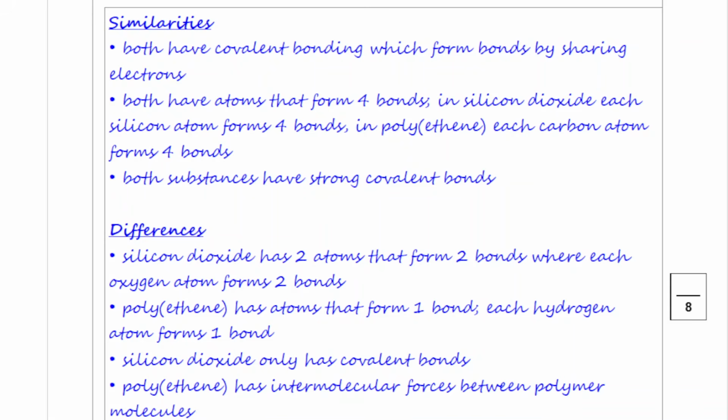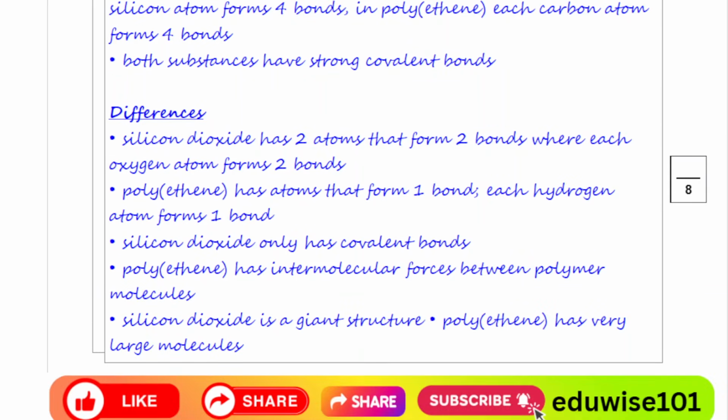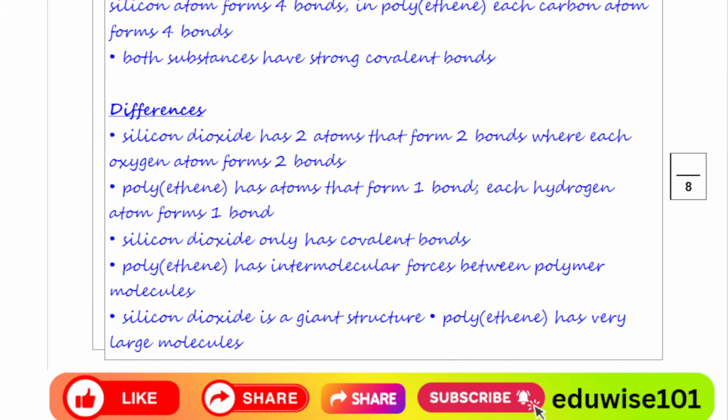The differences are, silicon dioxide has atoms that form two bonds, where each oxygen forms two bonds. So you can actually draw this as well as part of your explanation. So if I was to draw this, silicon, we have a double bond like that. Polythene has atoms that form one bond. Each hydrogen atom forms one bond. So carbon, carbon, and carbon, and this is the hydrogen bond.